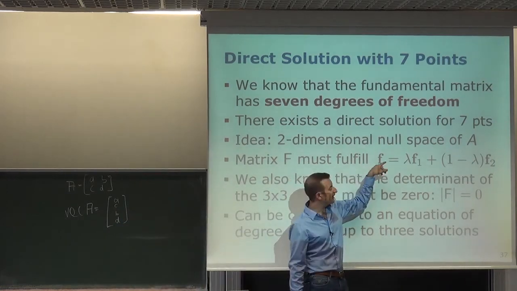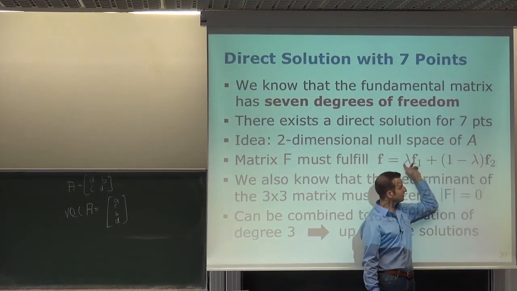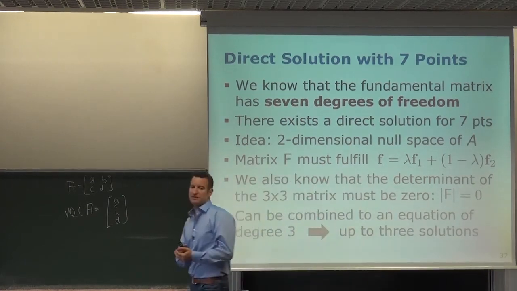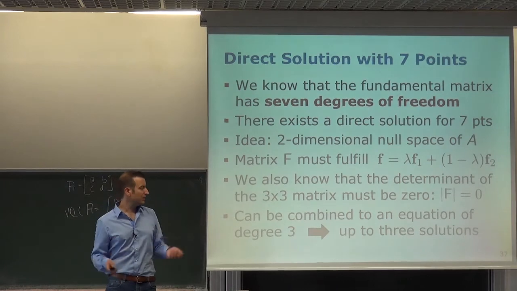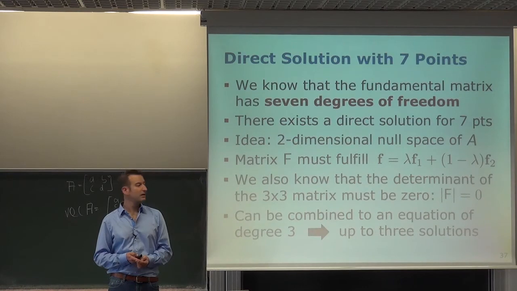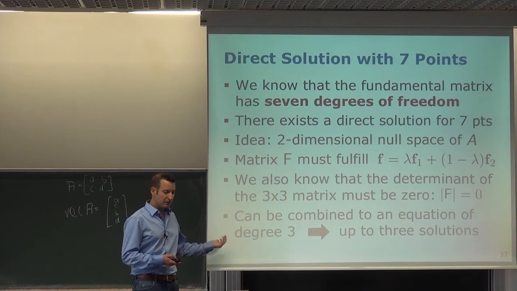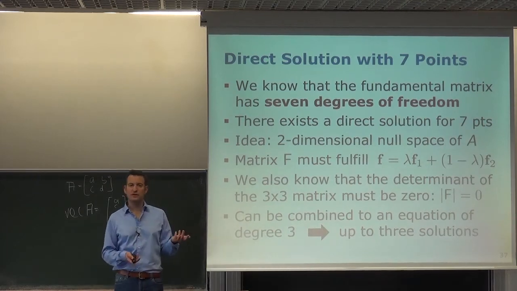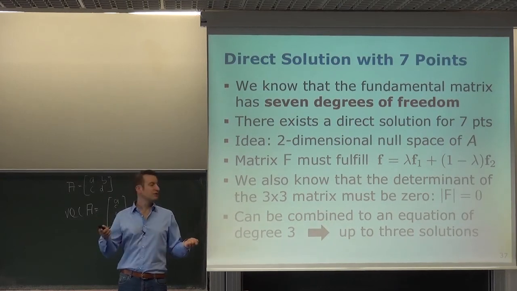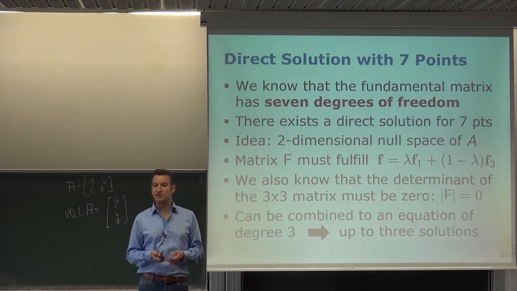So I build up my matrix A, I estimate the 2-dimensional null space of A, so I have this constraint, and I have the constraint that the determinant should be 0. I can put both of these together and come up with an equation of degree 3, which I need to solve. This gives me up to 3 possible solutions for computing the fundamental matrix. It's similar to the spatial resectioning in the last lecture of photogrammetry 1, where we also have to solve an equation of a higher degree and then get multiple possible solutions out.